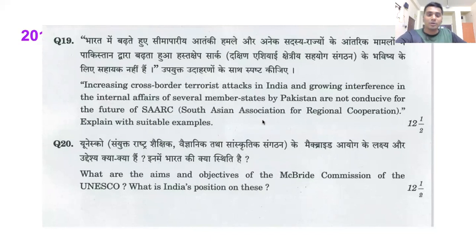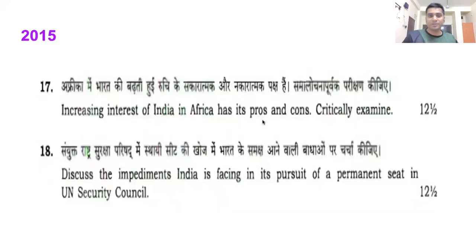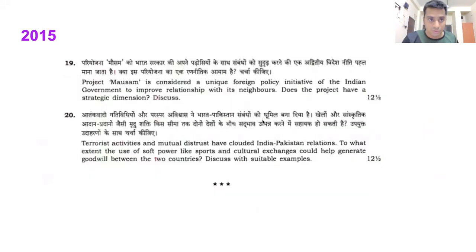Next, they are asking about UNESCO's commission, again international institutions. India, Africa. In 2021, they asked the question. In 2015, they asked the question. Within 6 years, this is a repetition. Critically examine the relation. Now, UN Security Council. Again, important international institution.